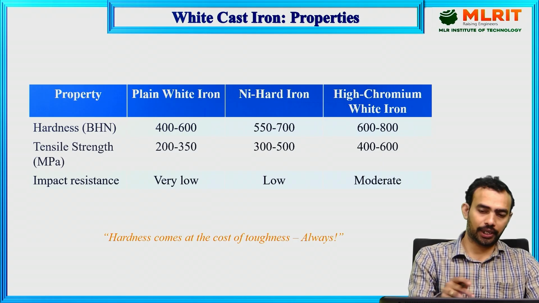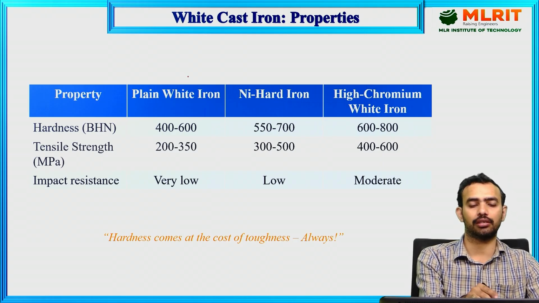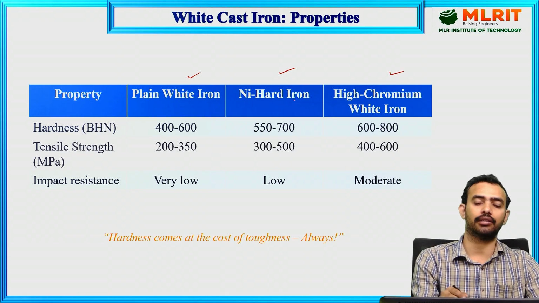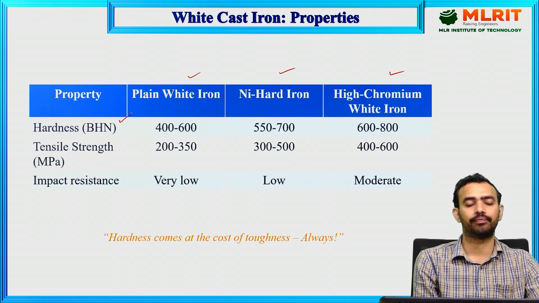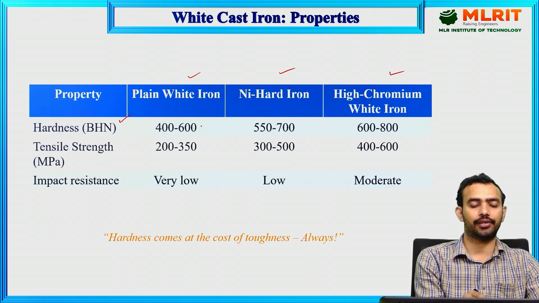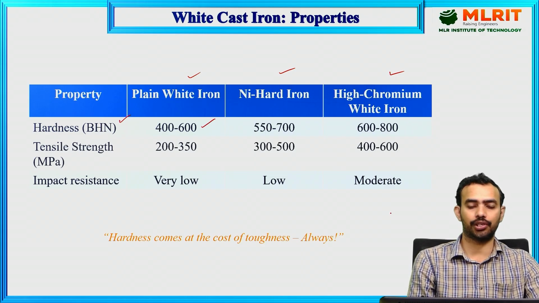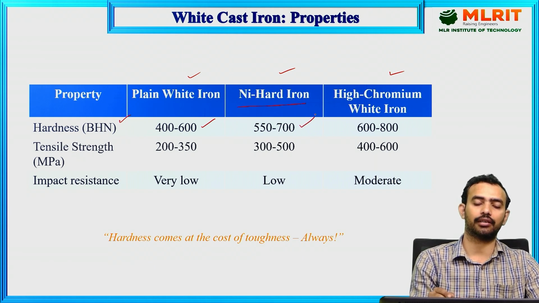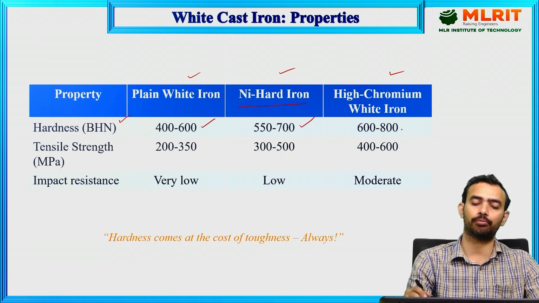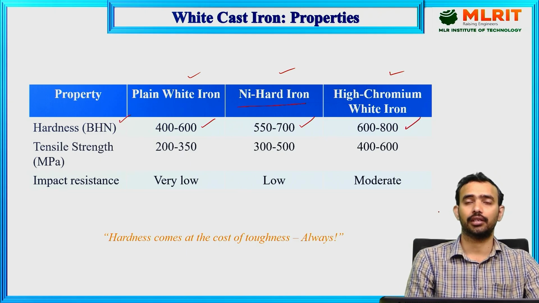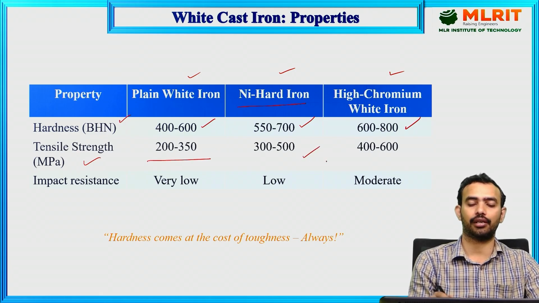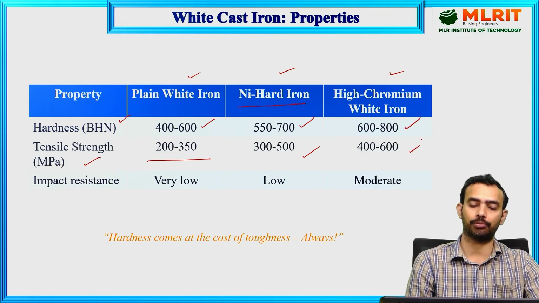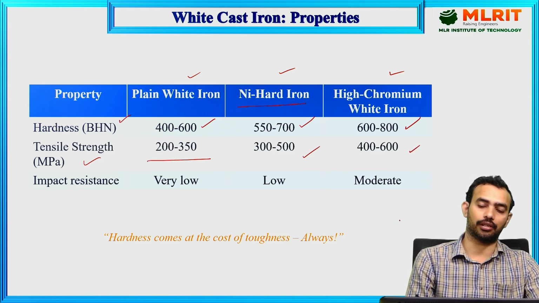If you look at the properties and compare all these three varieties, plain white iron, nickel hard iron, and high chromium white iron: the hardness, Brinell hardness number, BHN, of plain white iron ranges from 400 to 600 BHN. Nickel hard iron is a little higher, 550 to 700, and high chromium is further higher, 600 to 800 BHN. In terms of strength, plain white iron is 200 to 350 MPa, nickel hard iron is 300 to 500, and high chromium is higher still, 400 to 600 MPa.